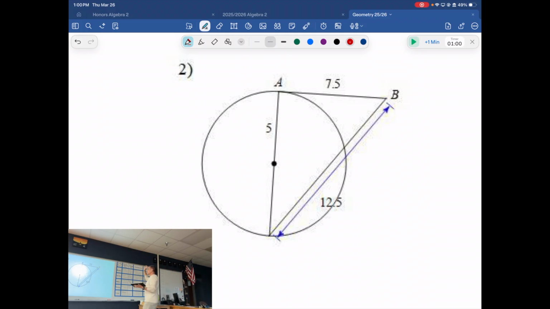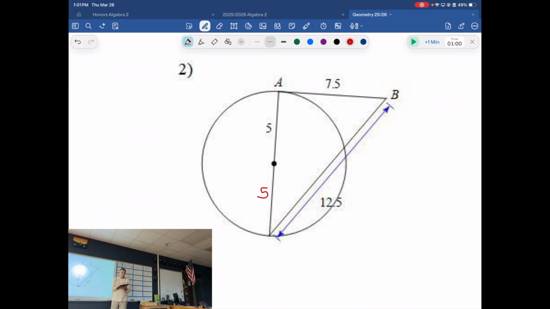So I'm looking at this going, okay, if I know this, I need to know all the parts. I know that this is 7.5. I know my angle A has to be 90 degrees. I know the length of my hypotenuse is 12.5. The distance from A to my center is 5. So what's the distance from my center down to this other point? 5. Okay, so I know this has to be 5. So I'm putting it all together.